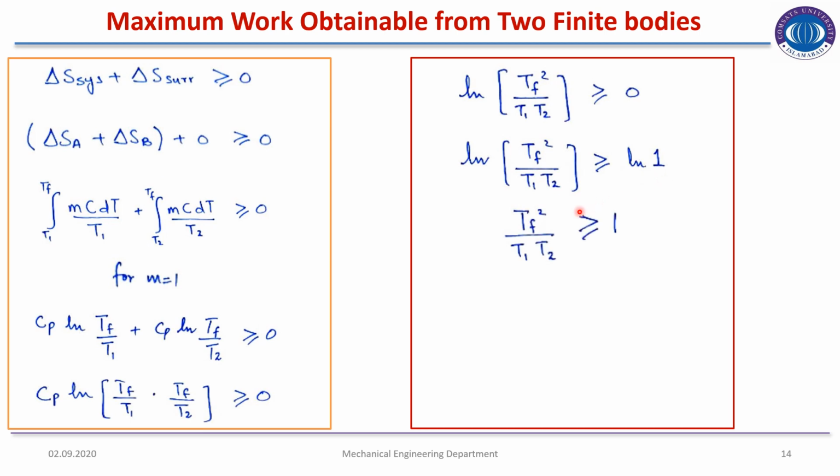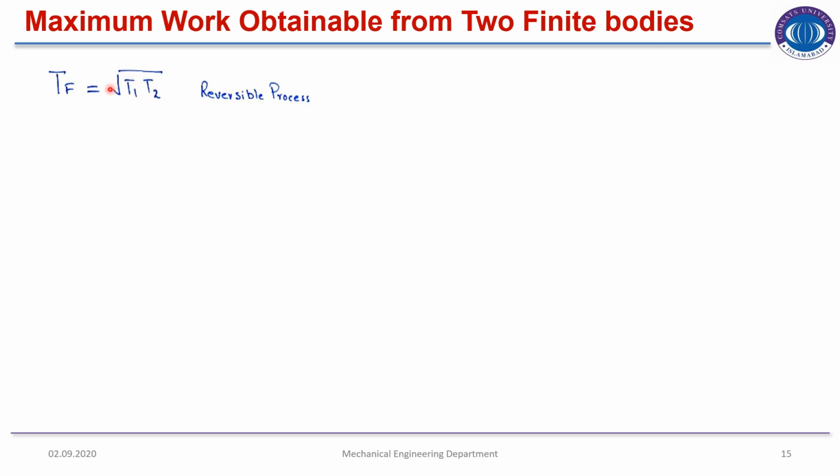So 0 is the natural log of 1, so equating both sides, Tf square divided by T1 into T2 is greater than or equal to 1. So Tf square is greater than or equal to T1 T2. We multiply both sides by T1 T2, and Tf comes out to be root of T1 T2. For reversible process we use the equal sign, and for irreversible process we use the greater than sign. So for reversible process Tf is equal to under root T1 T2, and for irreversible process Tf is greater than under root T1 T2.